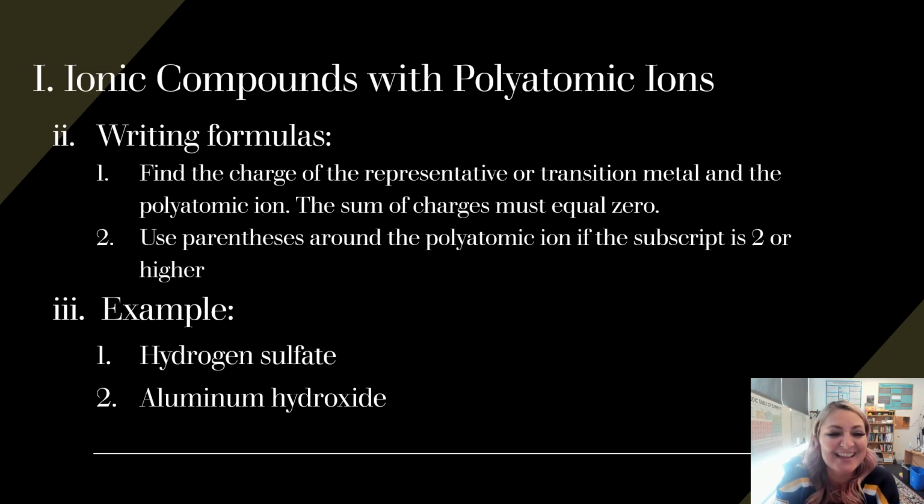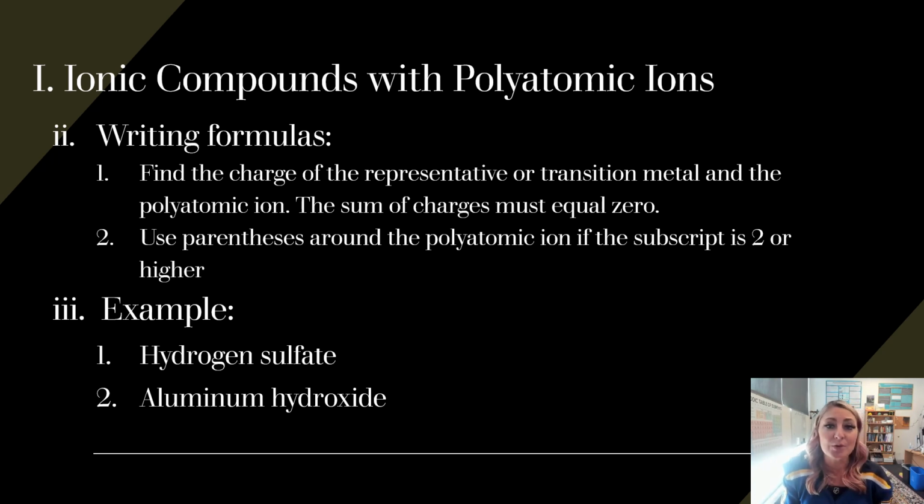All right, let's talk about how to write those formulas. You're going to find the charge of the representative metal or the transition metal and the polyatomic ion. And remember that the sum of the charges has to equal 0. So we can still do our drop and swap. We just want to mathematically double check that the overall positive charge cancels the overall negative charge.